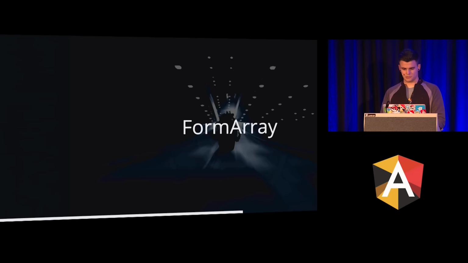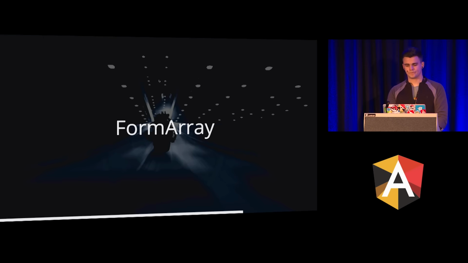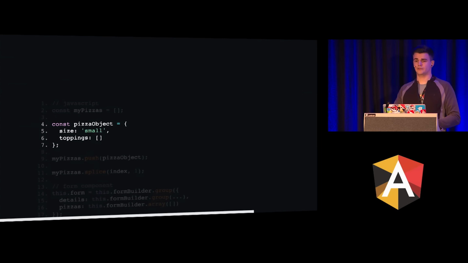So the next piece is the form array. This doesn't need to be particularly complex. You don't need to think about it like some crazy API. If you imagine just plain JavaScript, we can have an array, myPizzas, empty array. Now let's say our definition object for our pizzas was just an object, and we're going to initialize every pizza choice with the size of small.